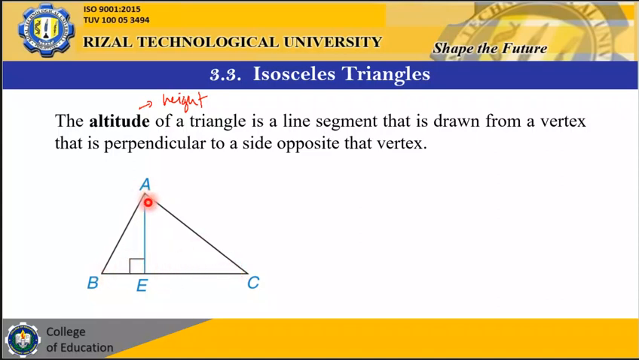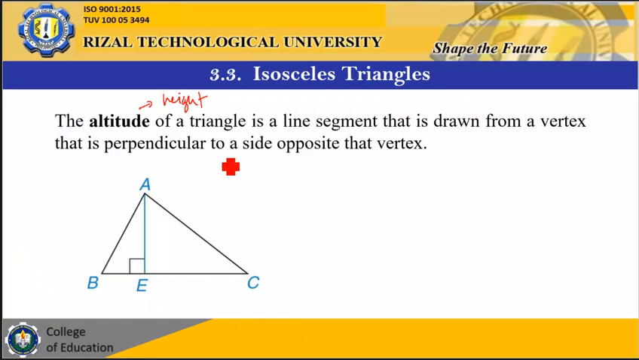Okay, and it borrows actually the idea of the perpendicular bisector in such a way that this segment must be perpendicular to this side, opposite to this vertex. But again, it does not pass through the midpoint of segment BC. Okay, that's the altitude. Those are actually terms that are interrelated to each other.